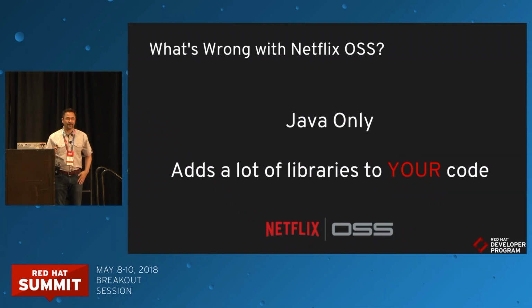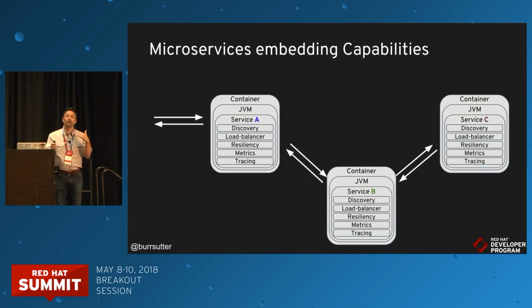Now, here's the problem with Netflix architecture. It's Java only, okay? And it puts all that in your code. So your code has to grow accordingly. Your JVM is now running your service with the discovery mechanism, with the load balancer mechanism, with some form of resiliency mechanism, with additional metrics and tracing. All that gets loaded in. This means you have code bloat. Your thing is now bigger than it was.